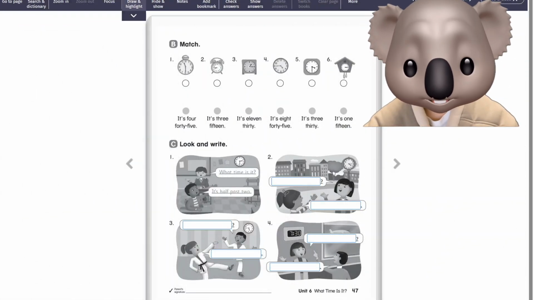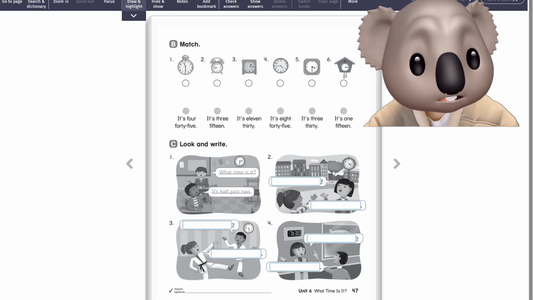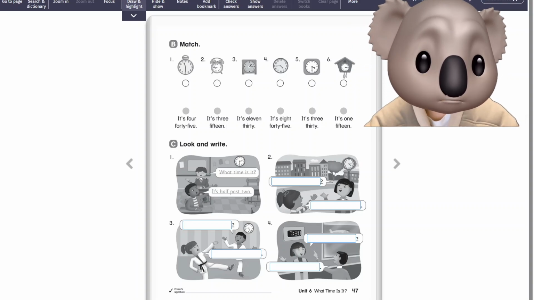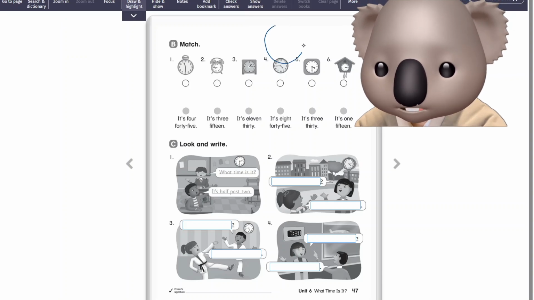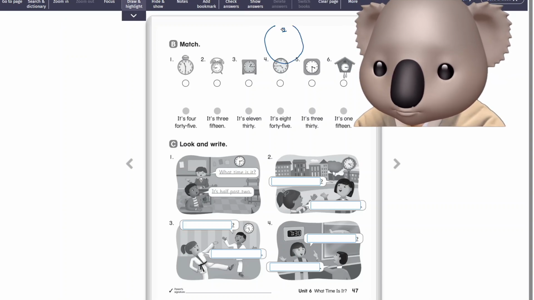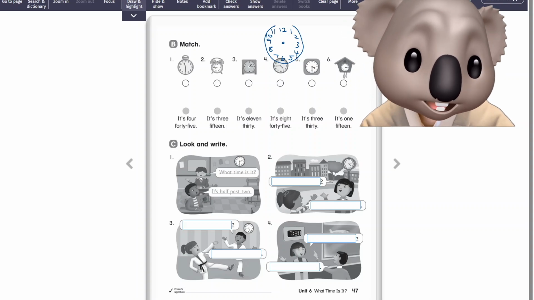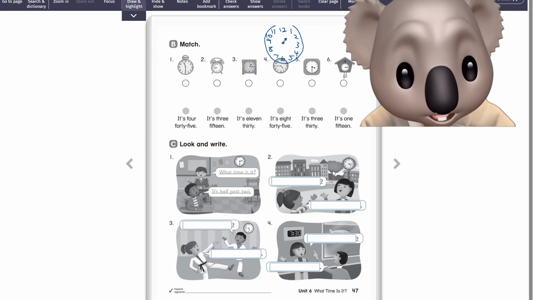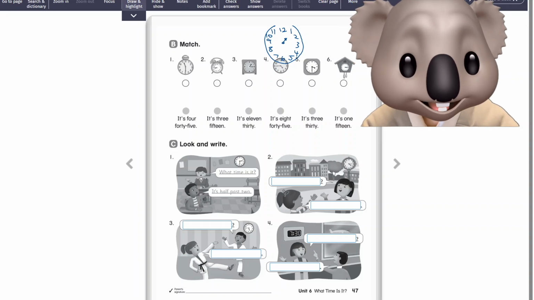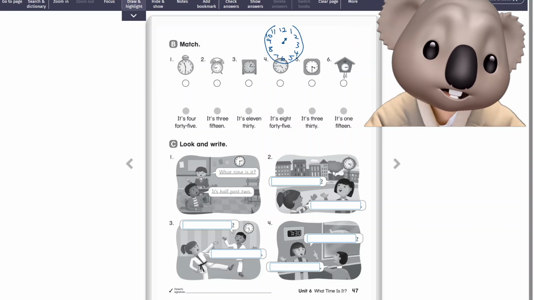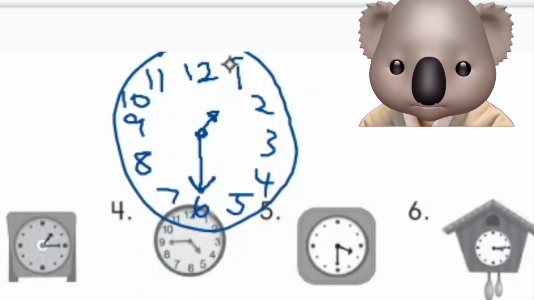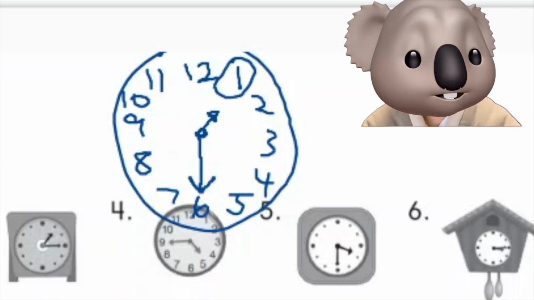On page 47, the directions say to match. We're going to look at the clocks and match it with the correct time. Remember, if we have a clock and we have 12, 1, 2, 3, 4, 5, 6, 7, 8, 9, 10, and 11, the shorthand will tell us the hour. For example, 1 o'clock, 2 o'clock, 3 o'clock, 4 o'clock. and the long hand will tell us the minutes. 5, 10, 15, 20. So if we see here, our shorthand is pointing to 1. Then we know it's 1 o'clock.